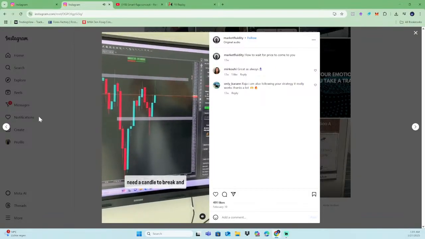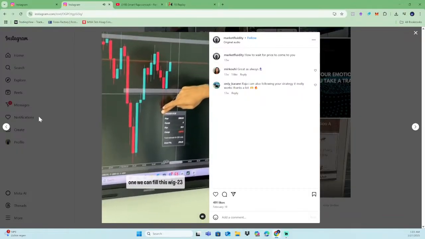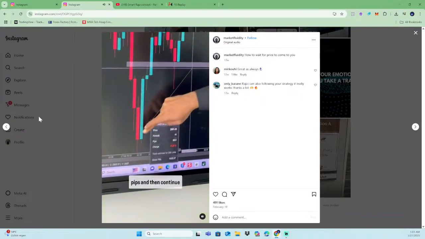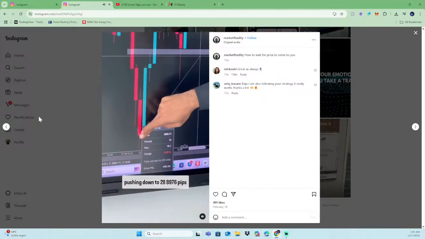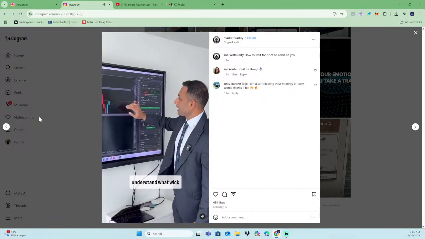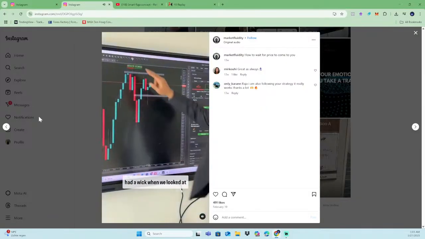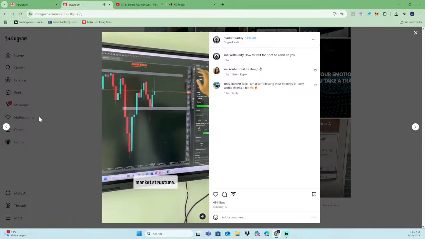We need a candle to break and close below 28.97. So number one, we can fill this wick, 23 pips, and then continue pushing down to 28.89, 76 pips away. So the key is to understand what wick rejections mean. Now on the 30-minute, we just had a wick. When we looked at the 15-minute, we now have market structure.